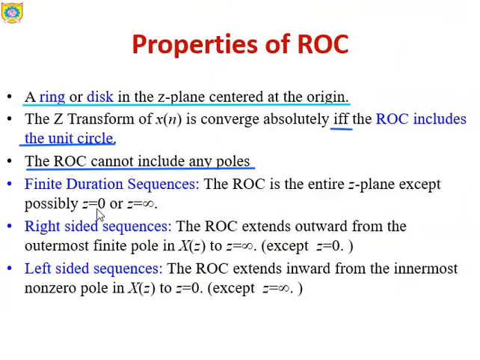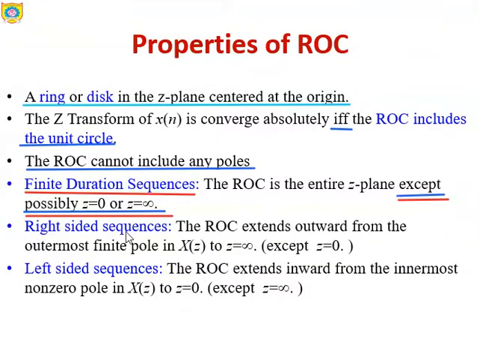Next is finite duration sequences. The ROC is the entire Z plane except possibly Z equal to 0 or Z equal to infinity. So this is very important that it is except Z equal to 0 and Z equal to infinity. This is applicable only for the finite duration sequences.